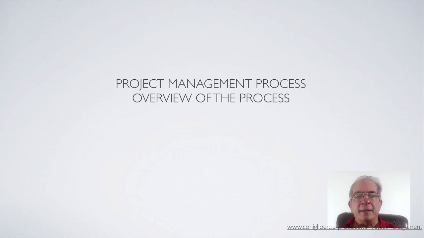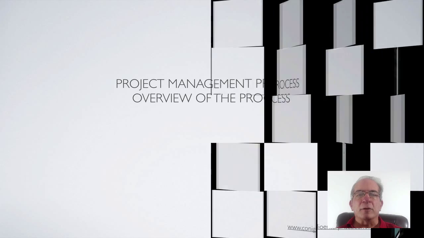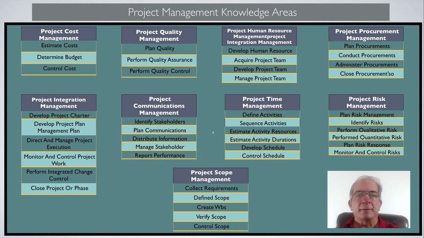Let's take a look at the knowledge areas and process areas that the PMI defines for the project management process. There are 9 knowledge areas: project integration management, project scope management, project time management, project cost management, project quality management, project human resource management, project communication management, project risk management, and project procurement management.